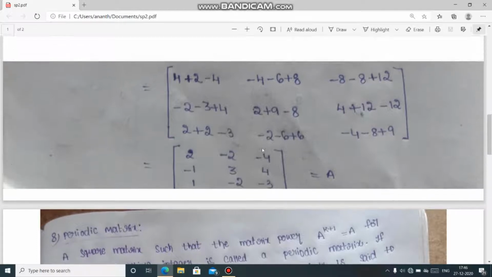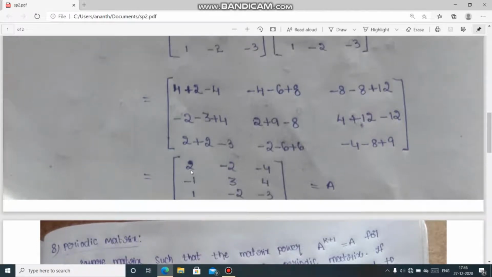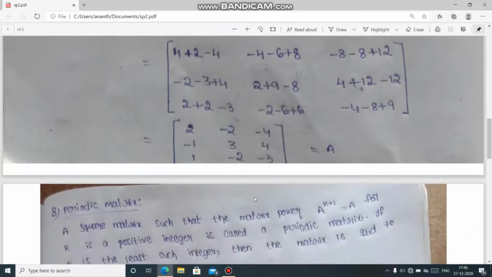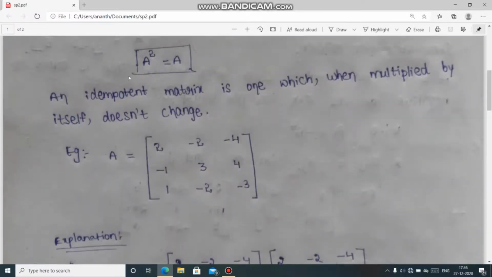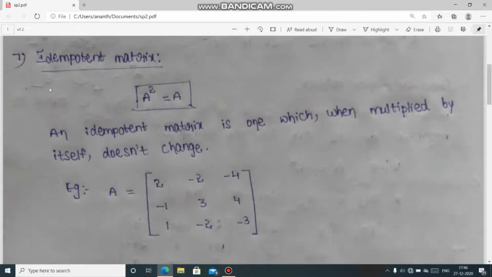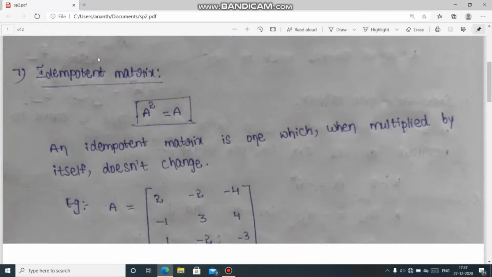So the A square value we get here is the matrix 2, minus 2, minus 4, minus 1, 3, 4, 1, minus 2, minus 3. So that value is equal to A. So we prove that A square is equal to A, which is an idempotent matrix. So this example is for idempotent matrix.